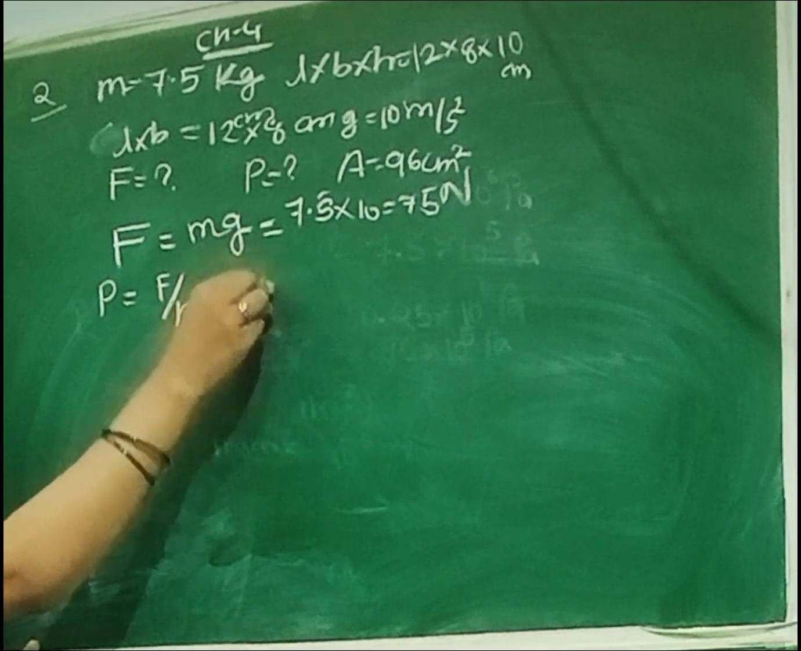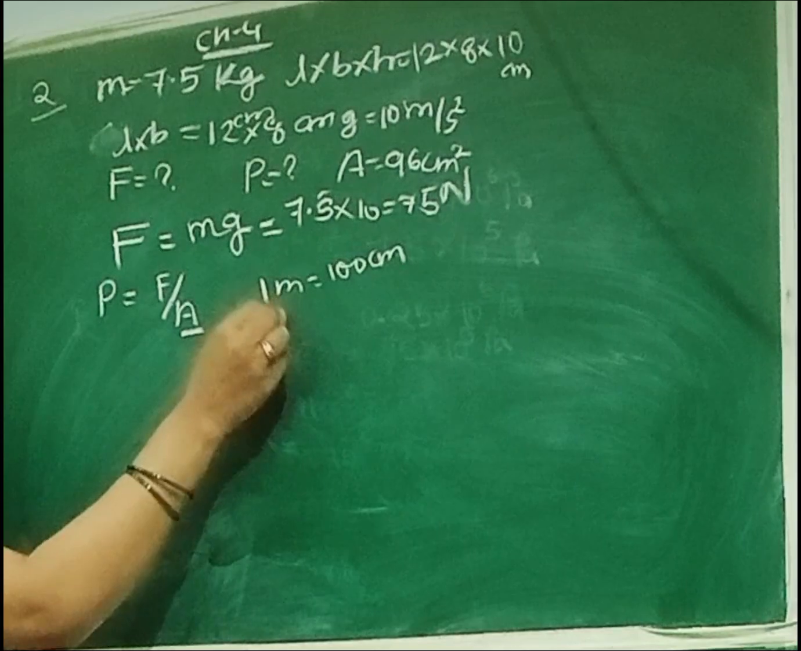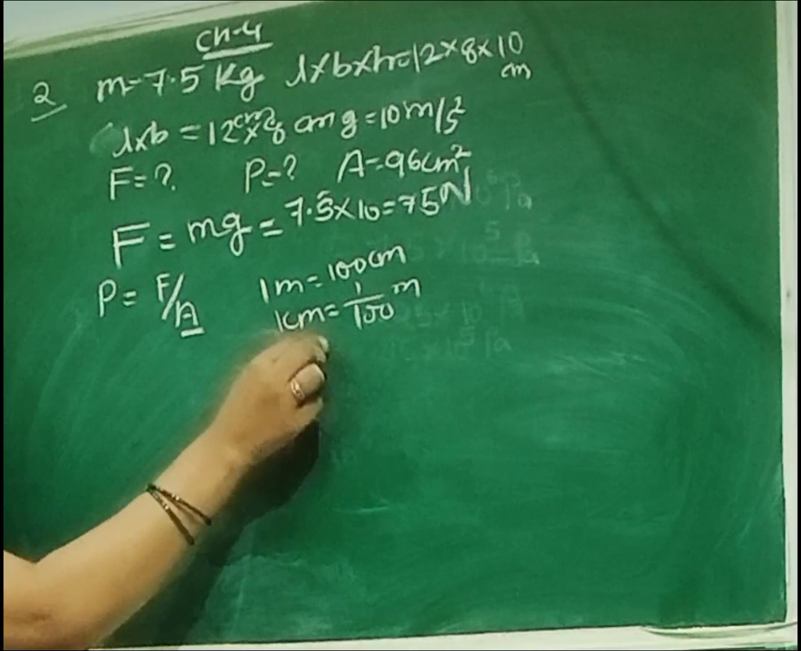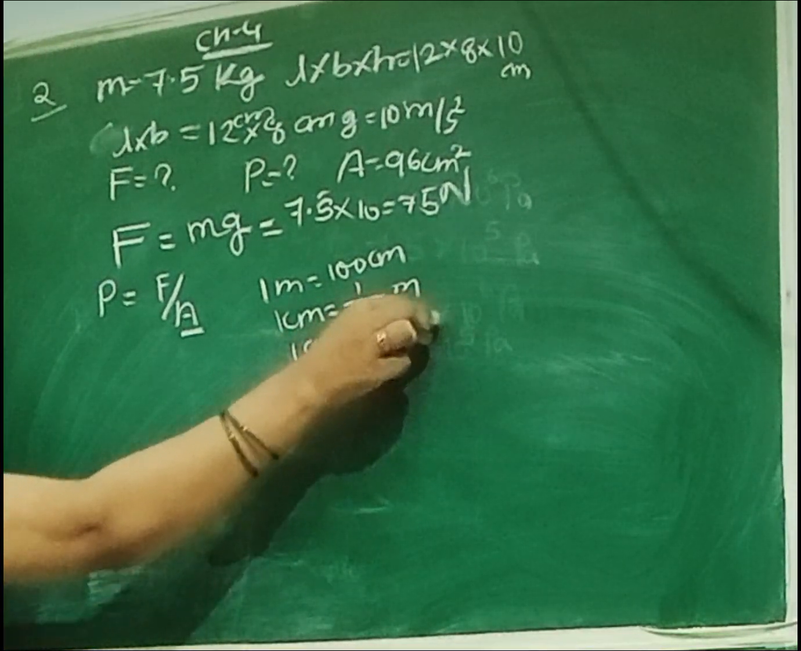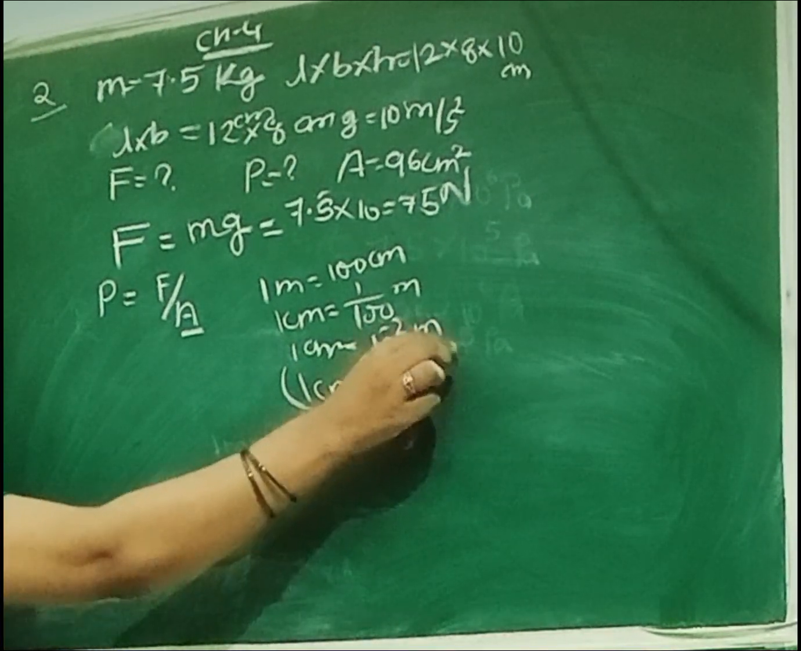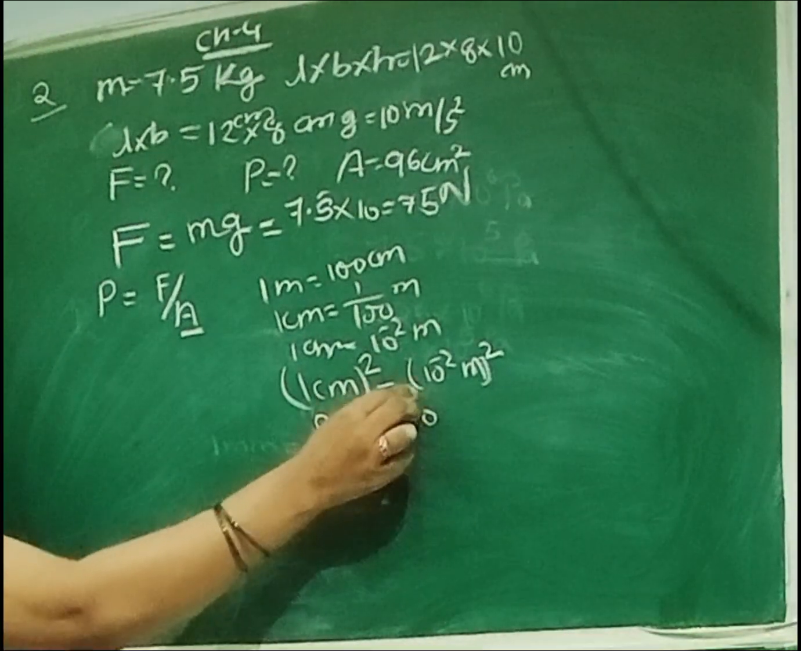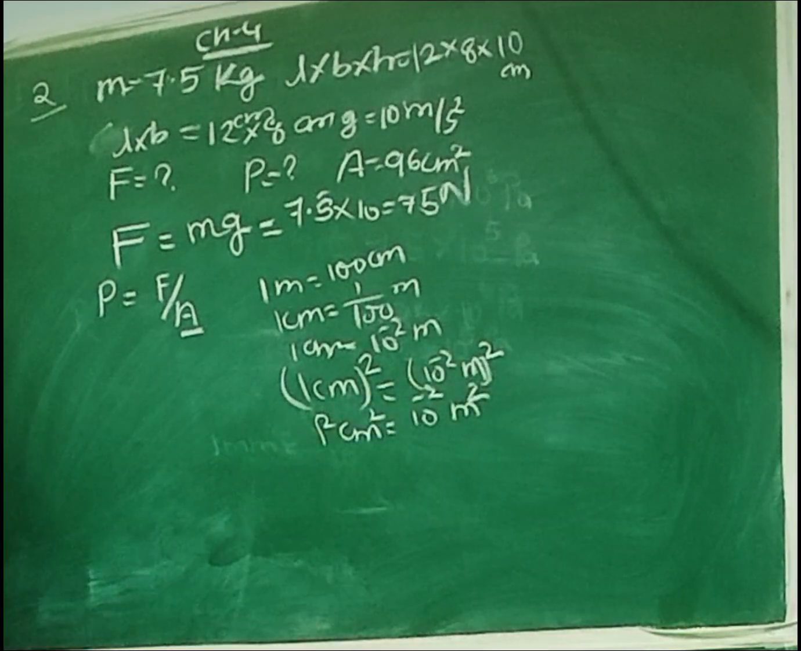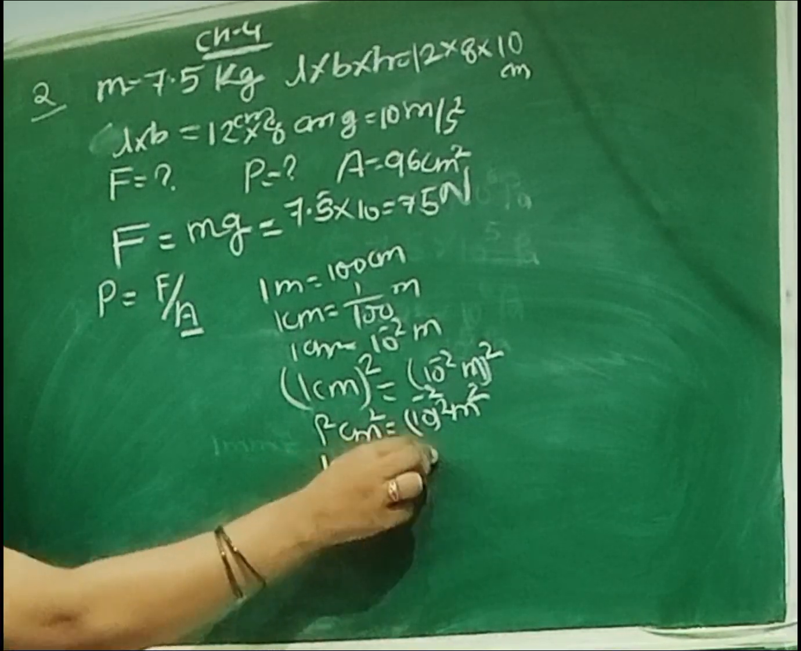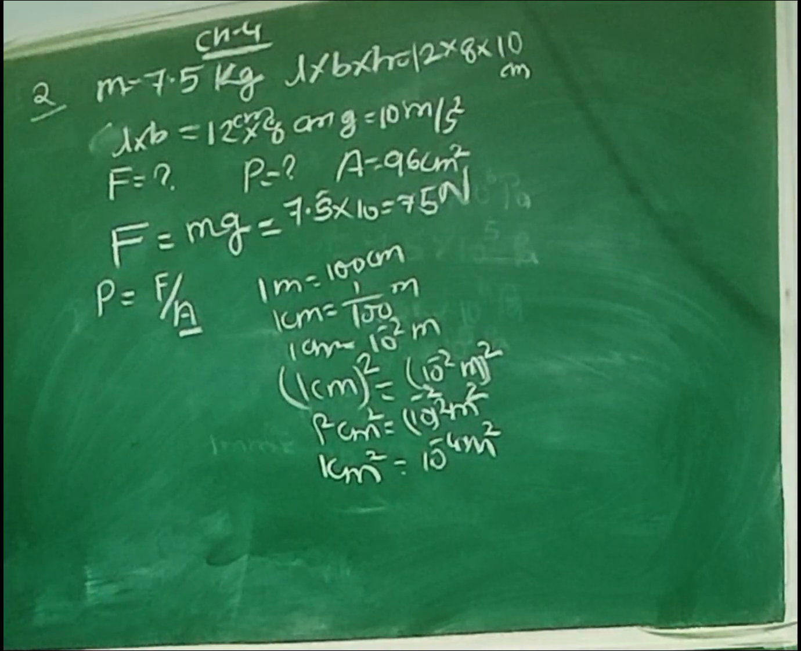How you will convert? Okay, 1 meter is equal to 100 centimeter. So 1 centimeter is equal to 1 upon 100 meter. So 1 centimeter is equal to 10 to the power minus 2 meter. 1 centimeter square is equal to 10 to the power minus 2 meter square, and the square of 10 to the power minus 2 as well. So 1 centimeter square is equal to 10 to the power minus 4 meter square. Okay, remember this.